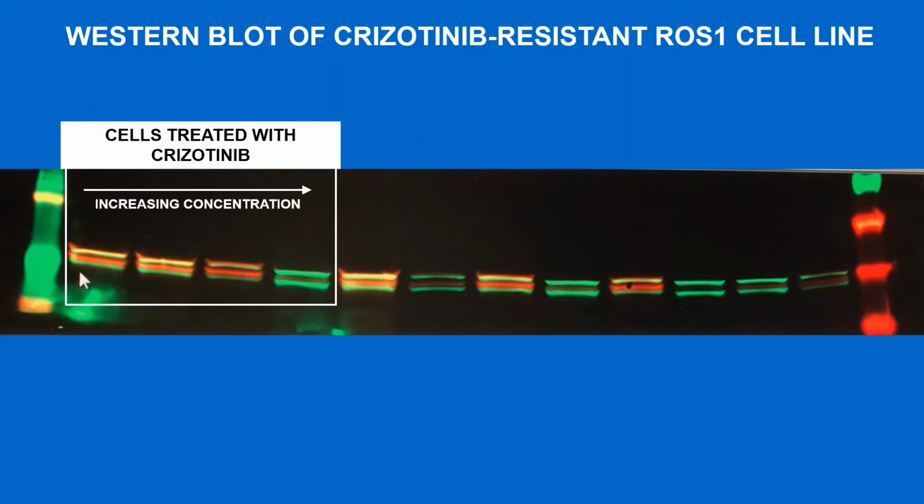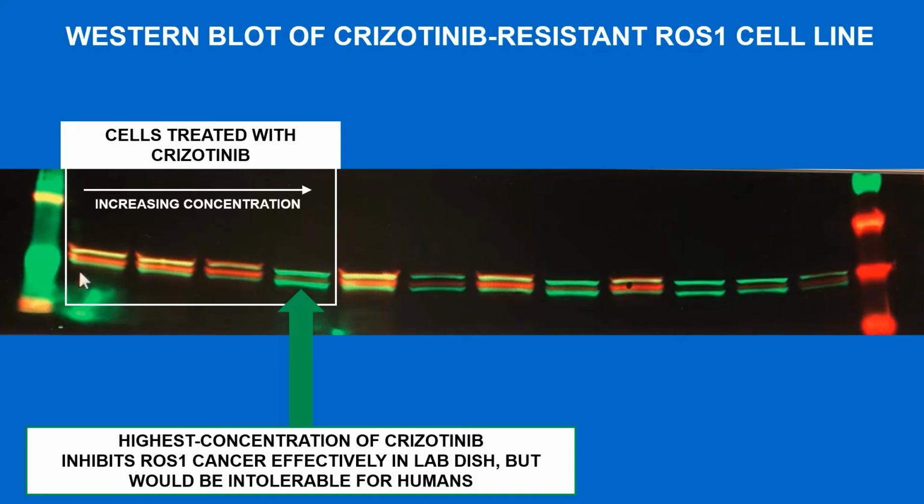The 4 sets of bars on the far left show crizotinib-resistant ROS1 cells treated with crizotinib alone. The concentration of the TKI increases as you move from left to right. Not surprisingly, the first 3 bars on the left show typical doses of crizotinib are not inhibiting the cancer. However, the 4th set of bars from the left is green, which means that concentration of crizotinib is effectively inhibiting the cancer. Unfortunately, that concentration is too high to be tolerable in humans because it would kill healthy cells.